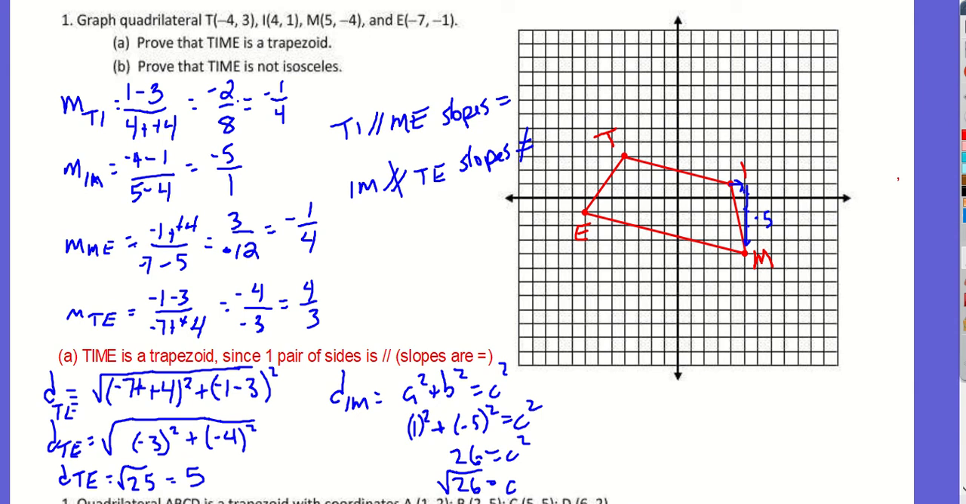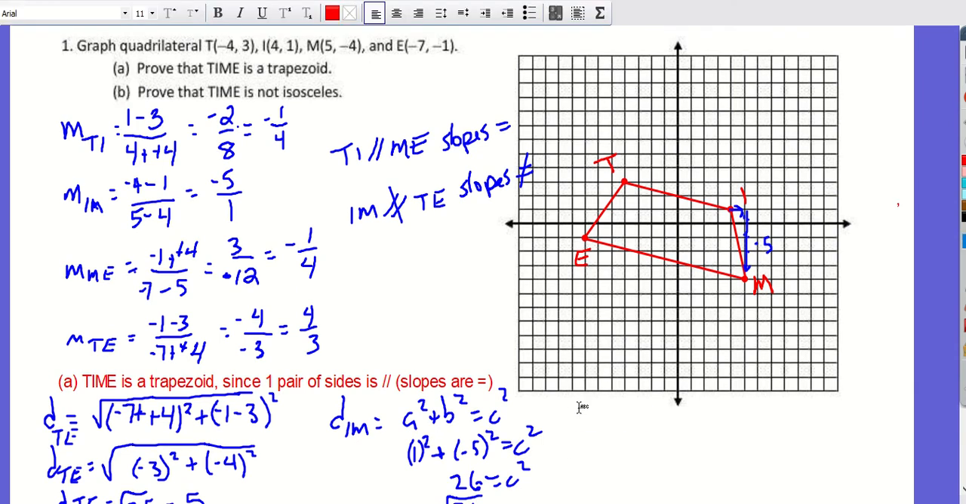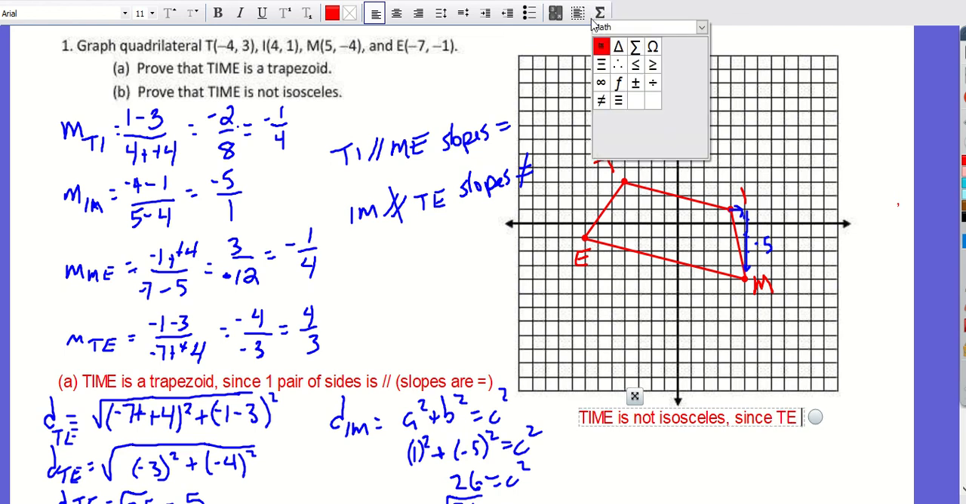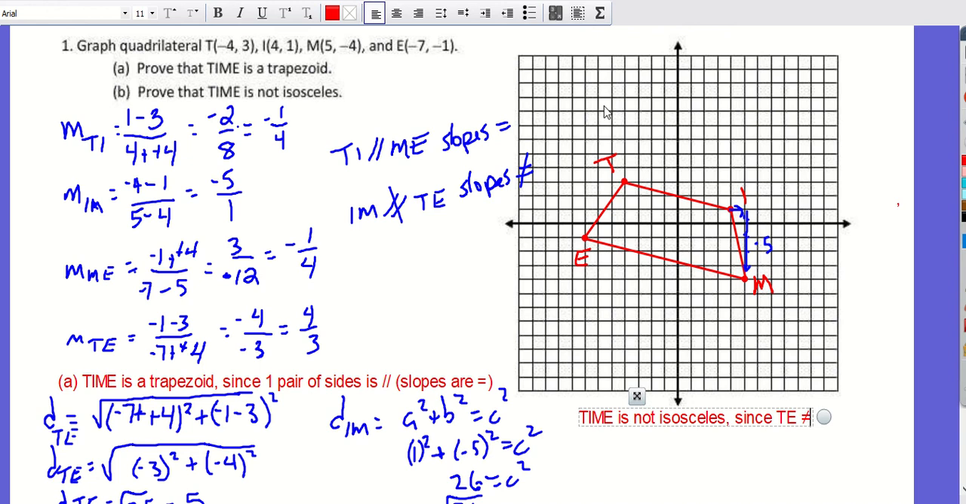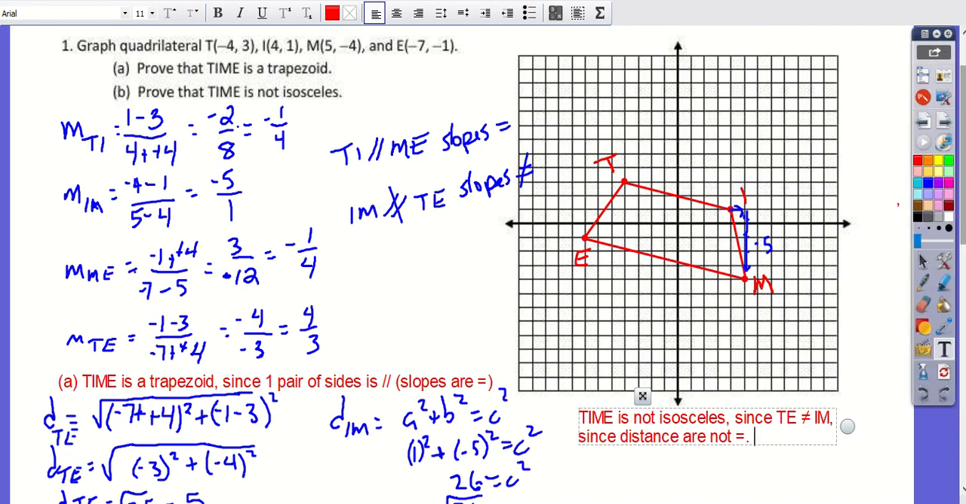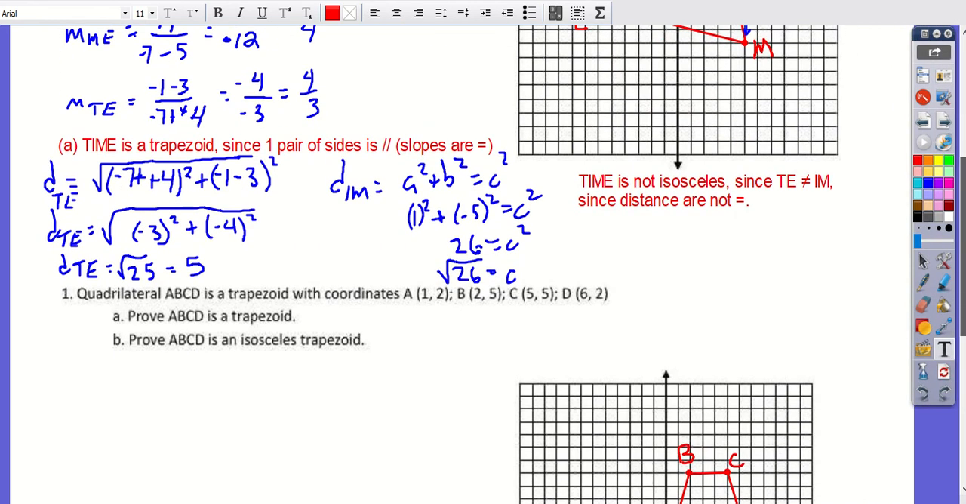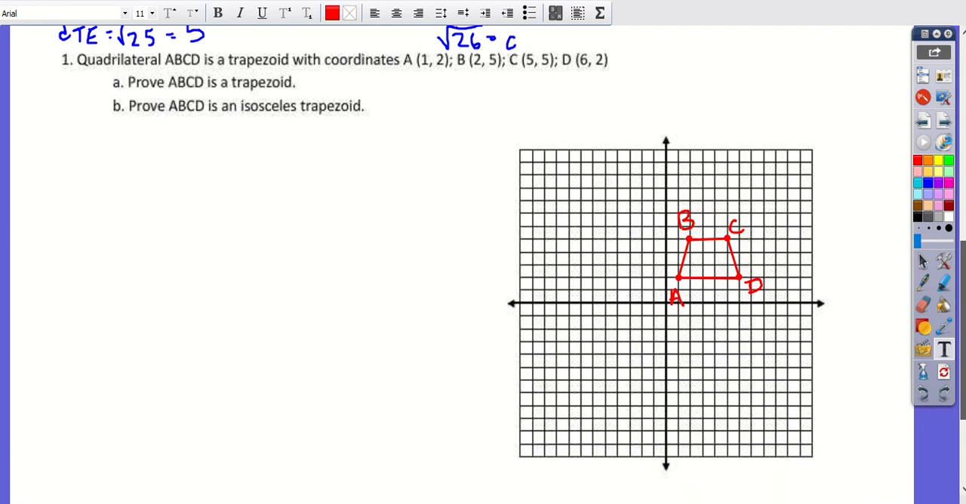And so now we can make our statement. TE is not equal to IM, since distances are not equal. And that's it. Okay, going down the line here to the next question.